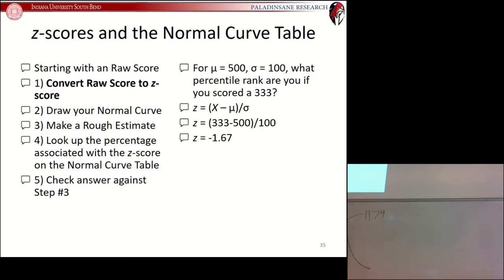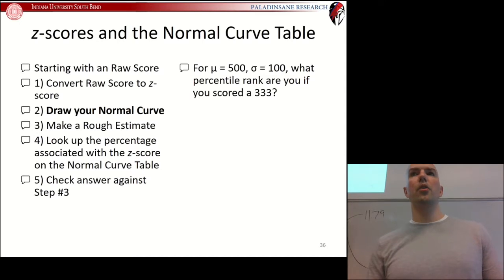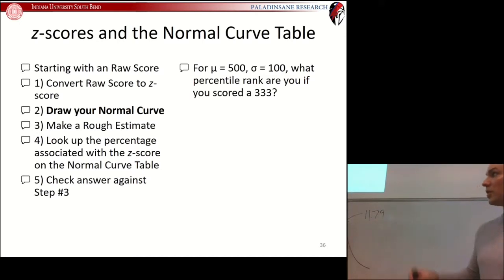Don't forget it. Z-score of minus 1.67. All right. Next thing we do, draw your normal curve. So we want to draw this normal curve. We just got our z-score. We want to know how many individuals scored below us. That's what a percentile rank is.